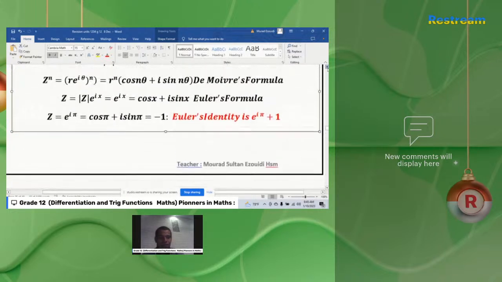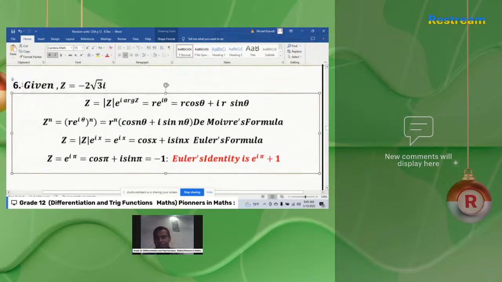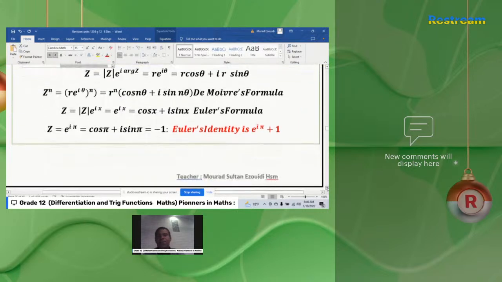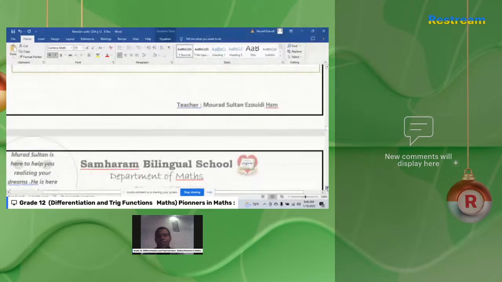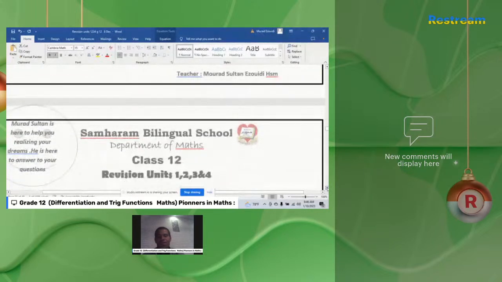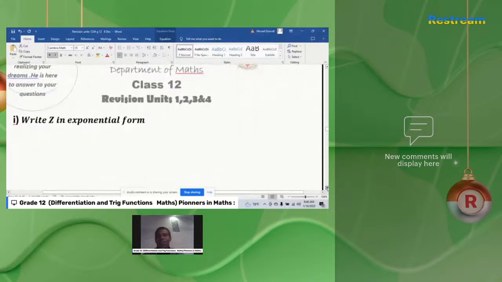Now we have more than one hour, my daughters and my kids, boys. This is a complex number that I'm looking for to write in exponential form. I will start doing it now.